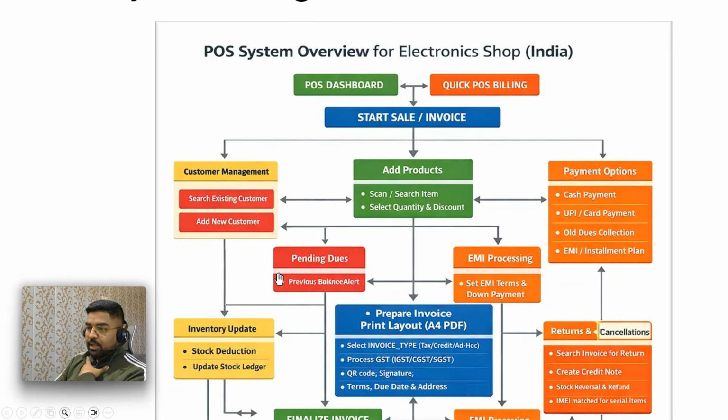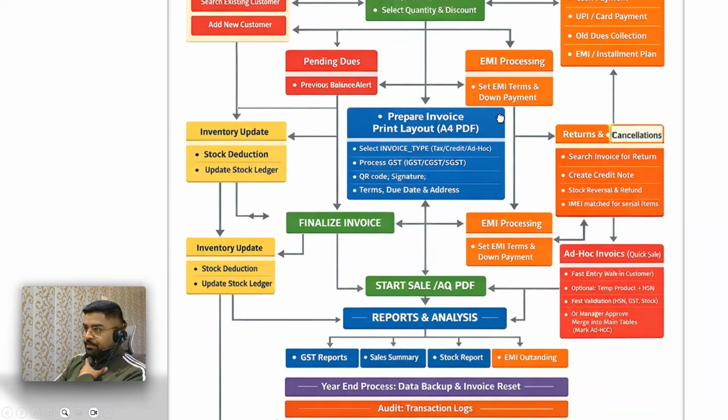Then we have pending dues, previous balance, EMI processing. So then we have an option of EMI as well, because I have gone to the ground level and I have seen that there is mainly EMI processing, an EMI option as well, and many of the customers take this approach. They are taking some computers, some TVs of 50,000 or 60,000 or maybe 1 lakh rupees, and they are putting it on EMI. So we have to calculate the EMI for that one. Also we have to put an interest, so we have to show all the information on how much you have to pay. Then we have prepare invoice print layout.